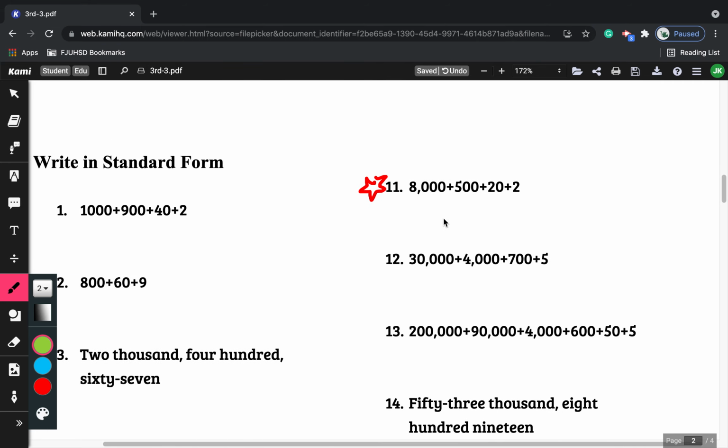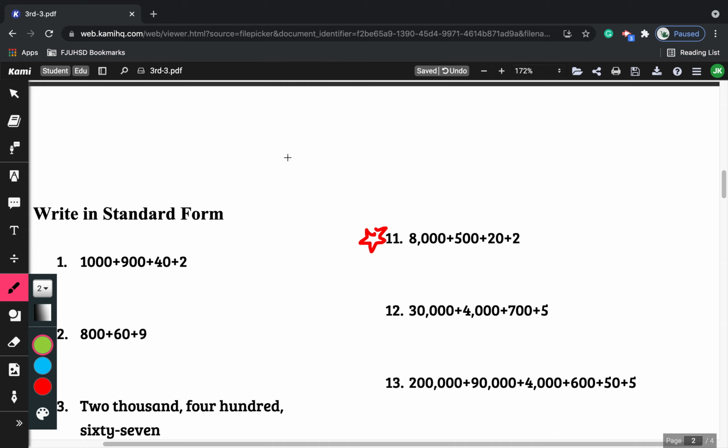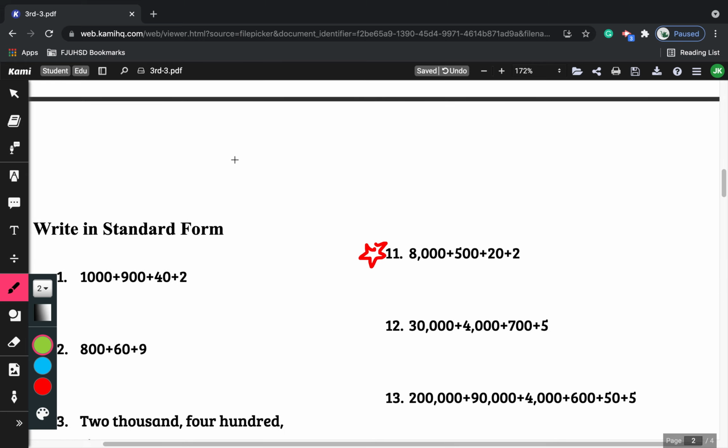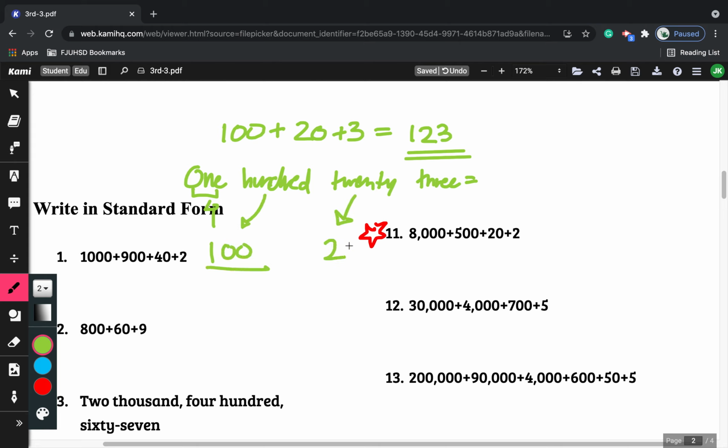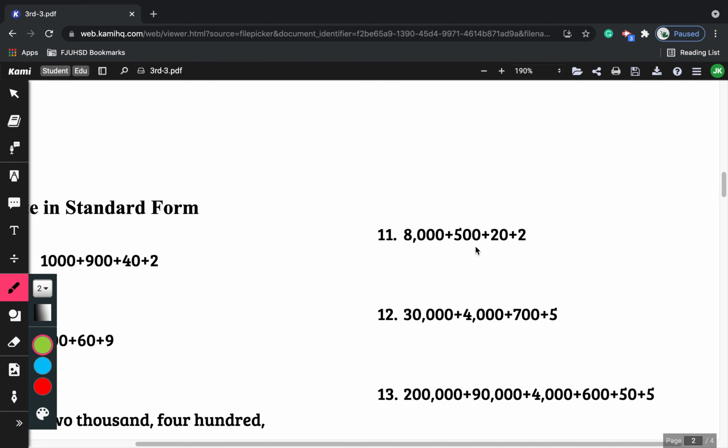Okay, standard form is basically just writing the number, plain and simple. For example, let's say 100 plus 20 plus 3. You just add them all up, and the standard form will be 123. This is 1, 100 means two zeros here, 20, and then 3, which is 123.